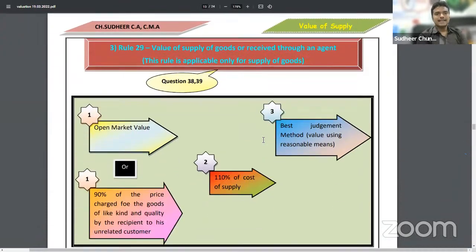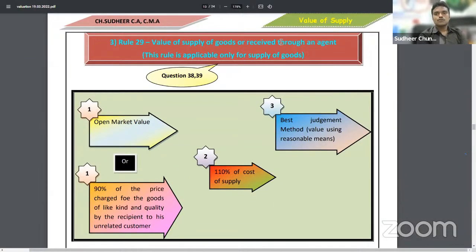We have completed the related party definition. Next, sold through an agent. That's what I need to discuss. Rule number 29, a separate rule has been given. For all the related parties, rule 28 will be applicable. But for sold through agent, they have separately said the same, sir.